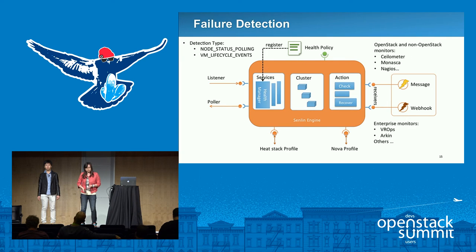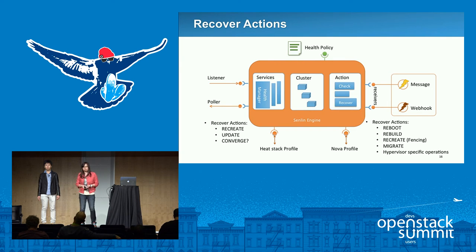And the next one is about the recover action. Actually, recover is independent of the policies driving it. So here we provide diverse kinds of options inside the health policy for users to choose. For the Heat stack profile, the left side lists the actions we support today: recreate, update, and converge. If they are ready, we can support them definitely. And for the NOVA profile, we support reboot, rebuild, and recreate.